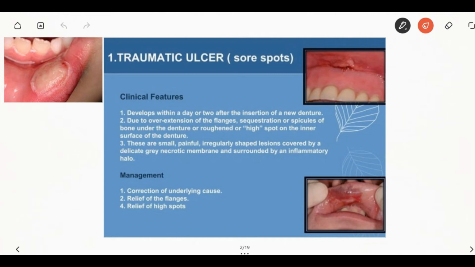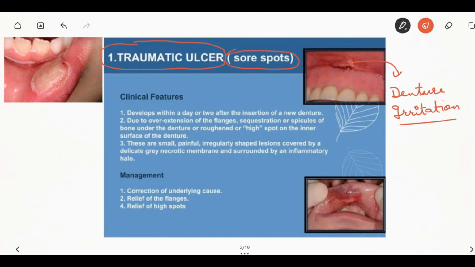First comes the traumatic ulcer, that is also known as sore spot. The traumatic ulcer is caused by denture irritation. So it is a kind of physical injury. This denture ulcer develops within a day or 2 days after the insertion of the new denture.